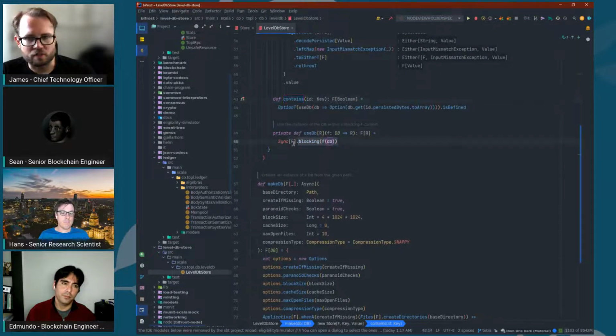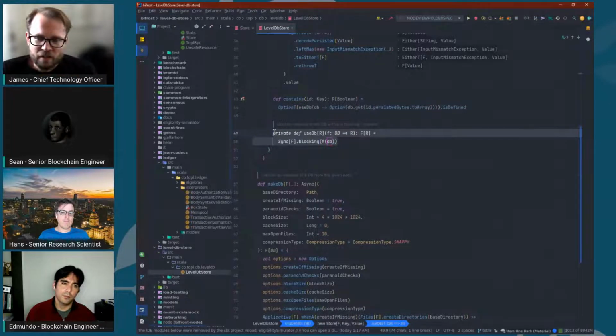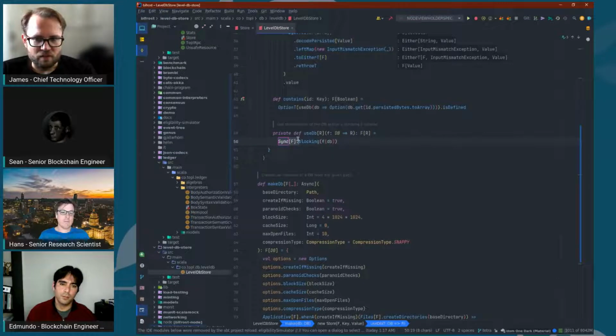Oh, I see that you're wrapping it in a Sync F, so it defers. It's going to block subsequent ones. But does the Sync wrapper only force sequentiality, or does it also defer computation until call time?